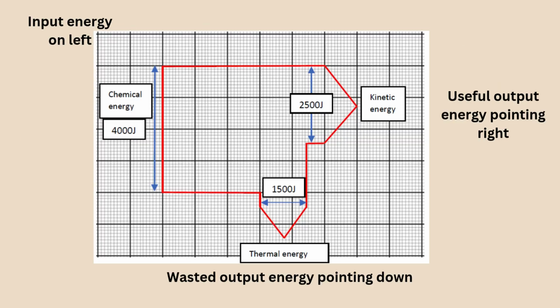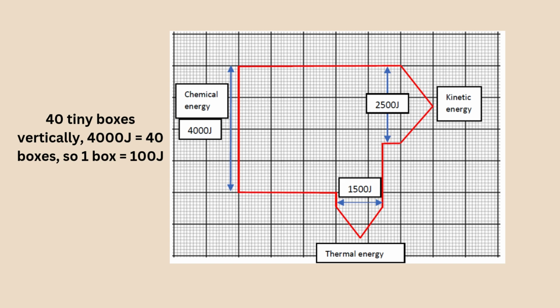On a Sankey diagram, the input energy is on the left, so in this case the input energy is the chemical energy. The useful output energy will always point towards the right, and in this case it's the kinetic energy. The wasted output energy will be pointing down, and in this case this is thermal energy. You will need to work out the scaling.